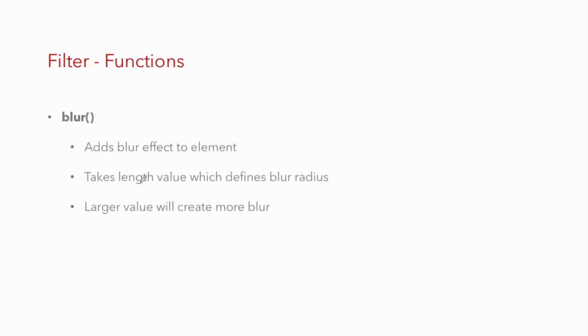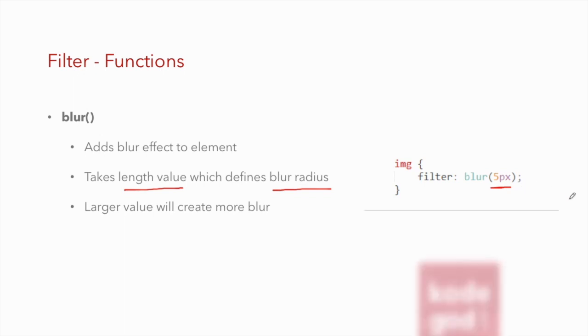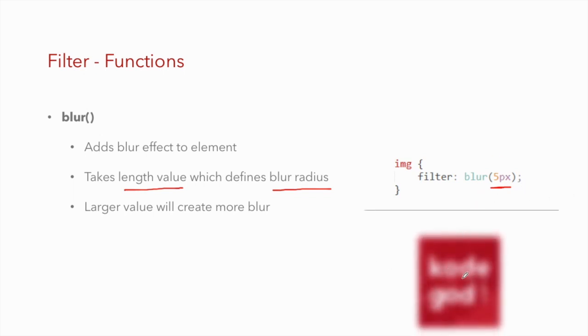So first we'll start with the blur function. The blur function adds a blur effect to the element. It takes a length value which defines the blur radius, and the larger value will create more blur, and of course the lower value will have a lower blur effect. So we can specify the blur function here, and as a parameter we can specify the value in pixels. So here is the output. If this was your image and you're using blur as a filter, you will see that this particular image has got blurred now.